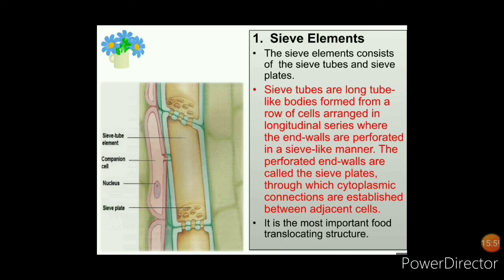Sieve tubes are long tube-like bodies formed from a row of cells arranged in longitudinal series, where the end walls are perforated in a sieve-like manner. The perforated end walls are called sieve plates, through which cytoplasmic connections are established between the adjacent cells. It is the most important food translocating structure.